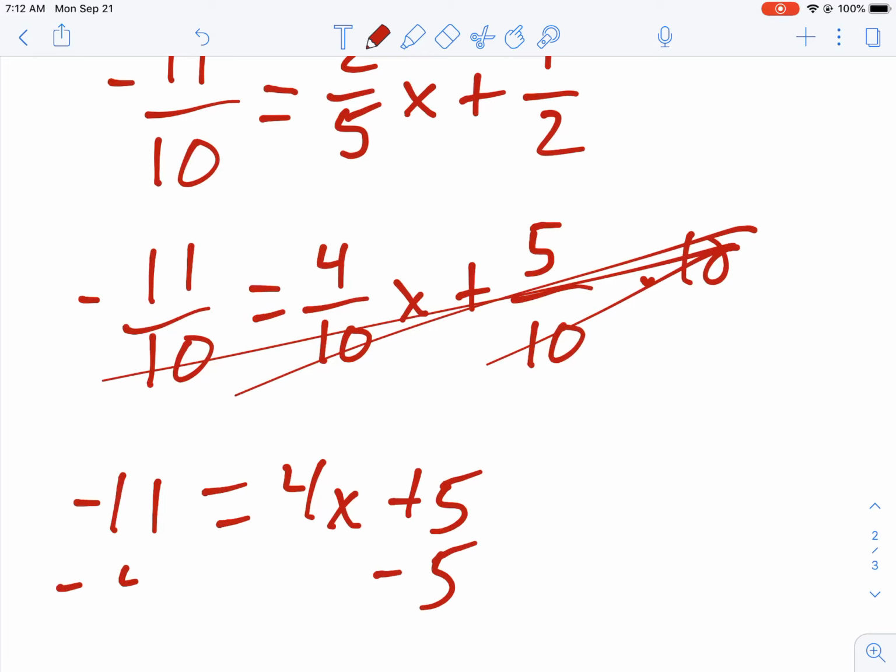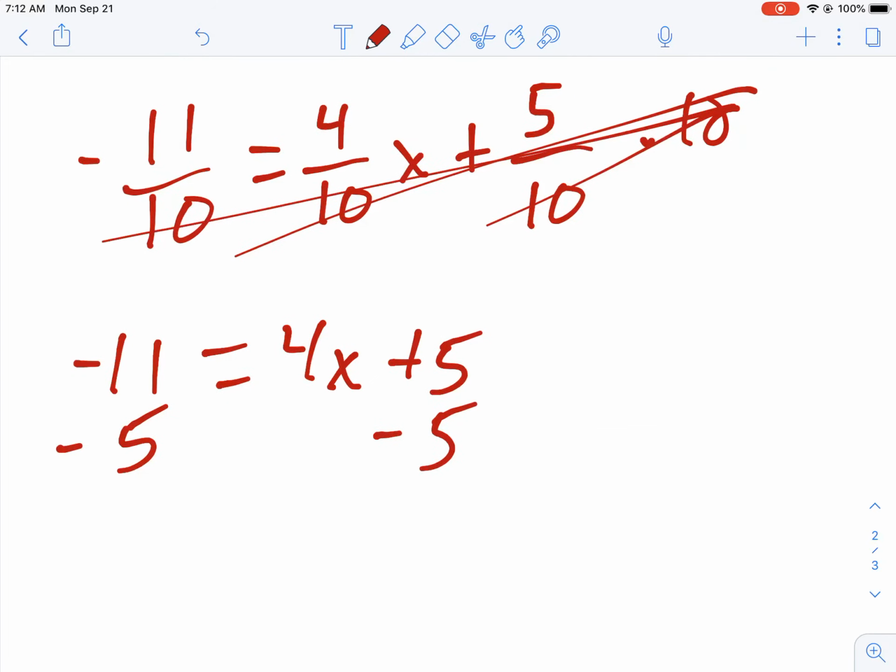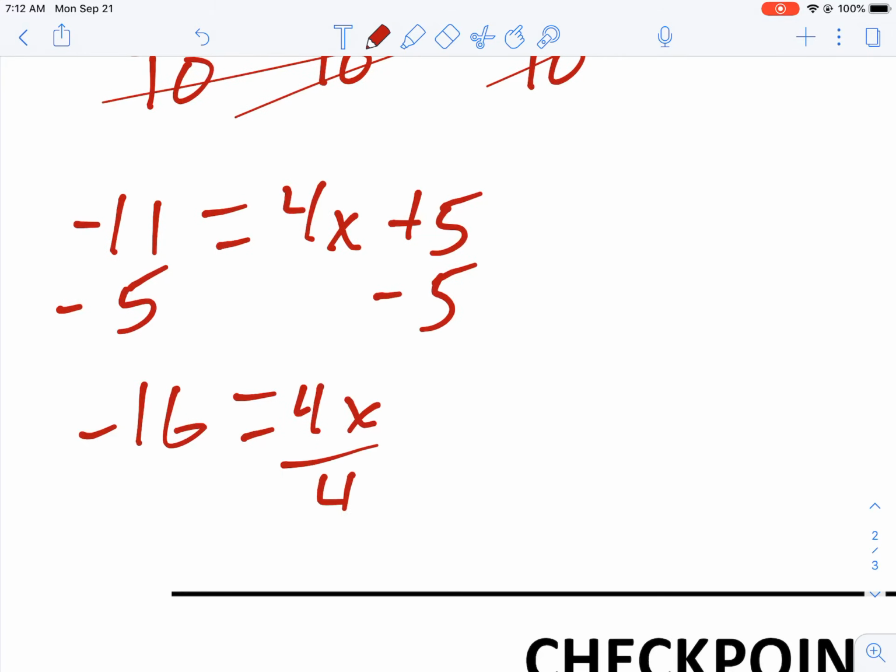Now we can start solving. Subtract 5 on both sides. That's negative 16 equals 4x. Divide by 4, and we get x equals negative 4.